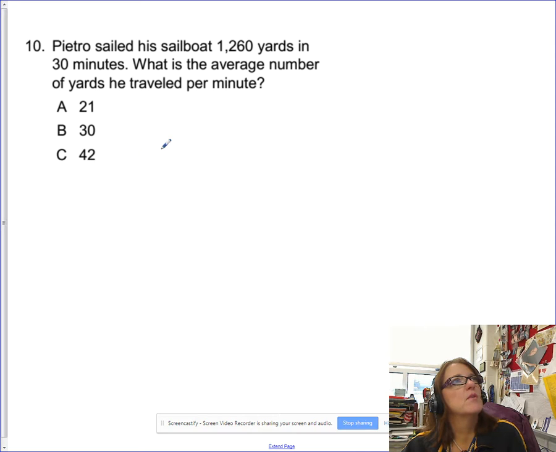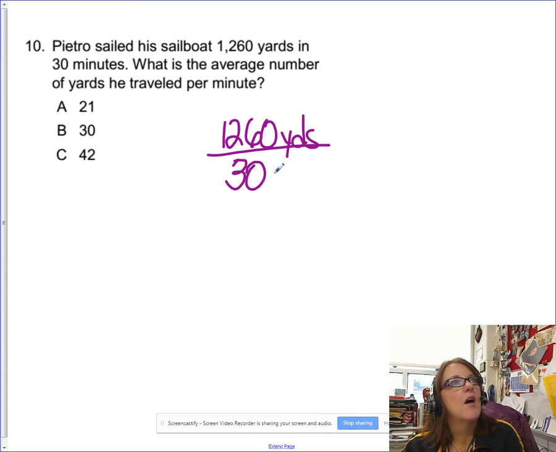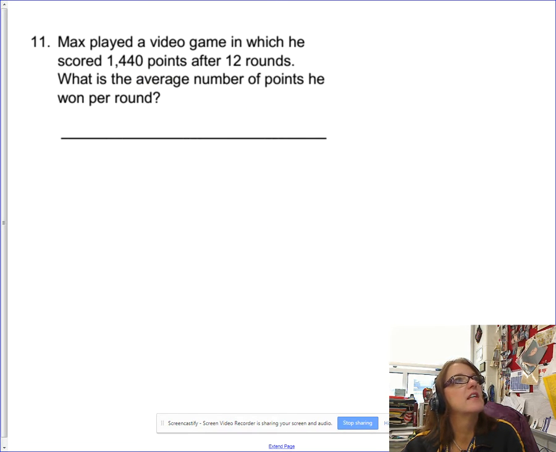Pietro sailed his sailboat 1,260 yards in 30 minutes. If you want to figure out his average rate, you have to take 1,260 yards in 30 minutes and figure out how much that is in 1 minute. That means you have to divide. Figure it out. Okay? Use your skills.